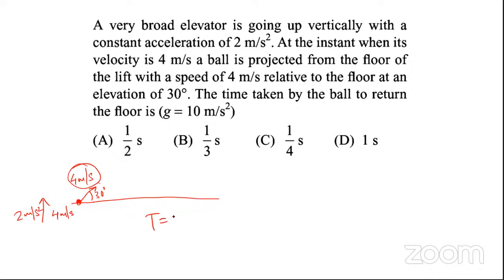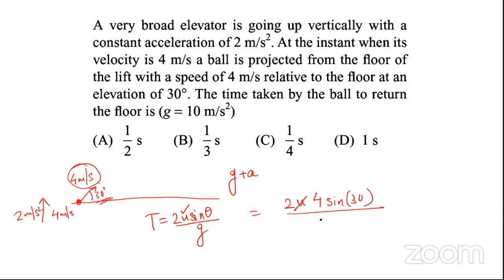So what is our formula? 2u sin theta by g. We are taking u in relative terms, and the question gives the relative u. Theta will remain 30 degrees. In place of g, we will have g plus a. So u is 4, and sin 30 upon g can be taken as 10, so 10 plus 2. That gives us 4 upon 12, that is 1 by 3. So B is the right answer.